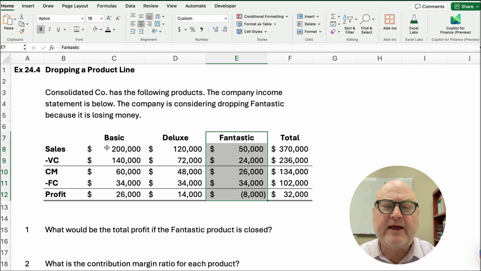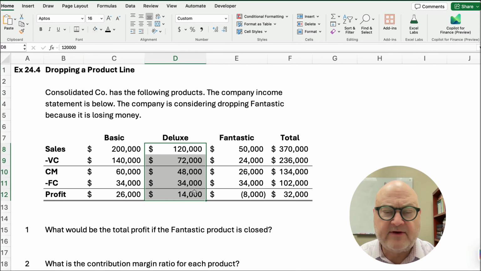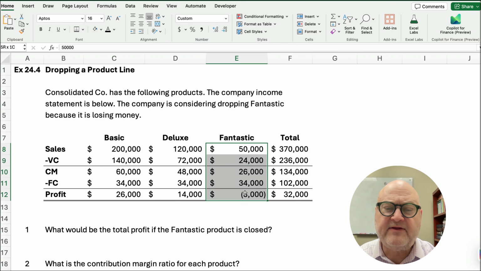Okay, so let's look at what we have. We have more sales in basic. Probably basic has a lower selling price, deluxe has a little bit higher selling price, and fantastic has a little bit higher selling price than maybe deluxe. Well, what we have is a profit in the basic division. They're selling $200,000. Deluxe is selling $120,000, and fantastic only sells $50,000, and looks like they're losing money.